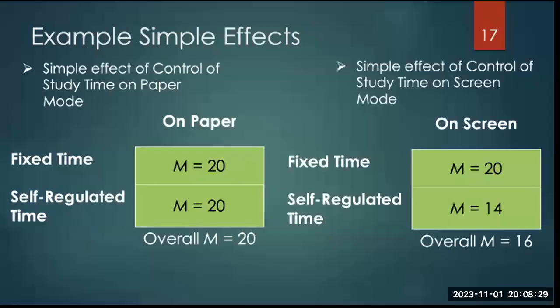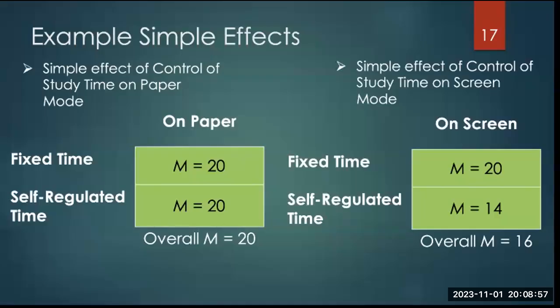Now let's look at the simple effect of control of study time on the screen mode. When people studied it from the screen, when the time was fixed by the researcher, they scored a 20. But when they were able to decide for themselves, they scored much lower, and the score is 14. So we know that there was a simple effect of the control of study time on the screen mode as well. And those are the 2 simple effects that we had.